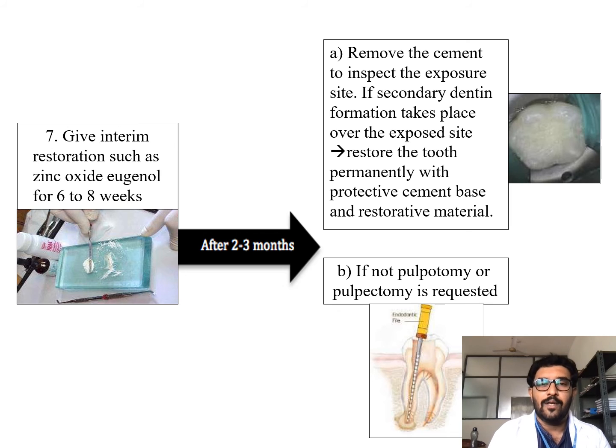Okay, remove the cement, inspect the exposure site and how it has formed. If secondary dentin formation has taken place over the exposed site, restore the tooth permanently with a protective cement base and restorative material. If not, pulpotomy or root canal therapy, that is what we call the next level of treatment, should be done to the patient.